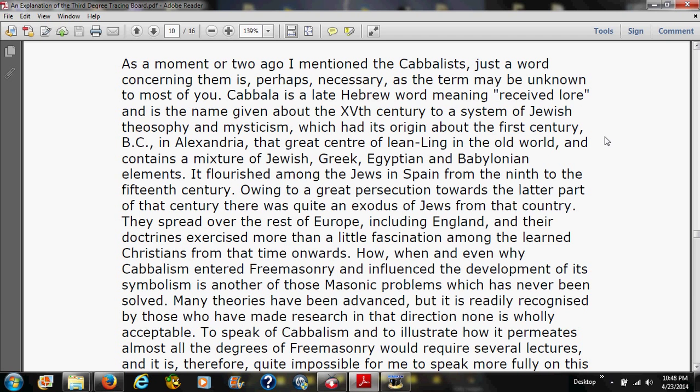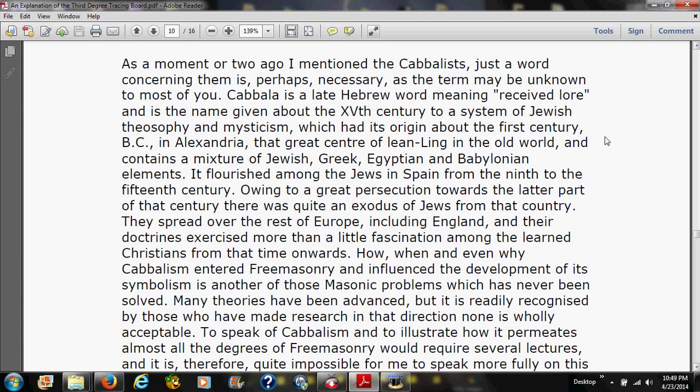It flourished among the Jews in Spain from the 9th to the 15th century, owing to a great persecution towards the latter part of that century. There was quite an exodus of Jews from that country. They spread over the rest of Europe, including England, and their doctrines exercised more than a little fascination among the learned Christians from that time onwards.